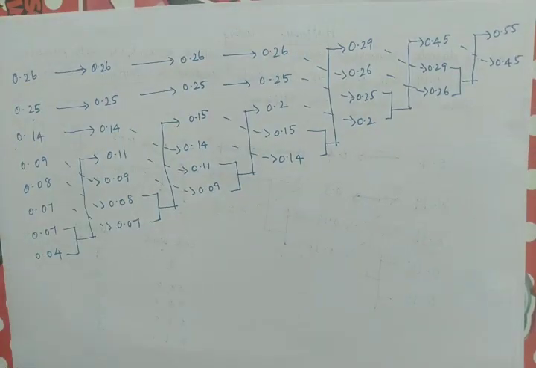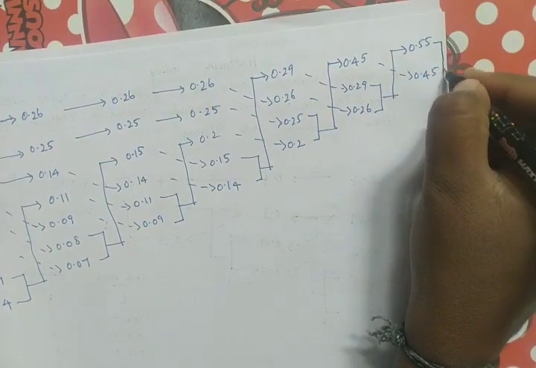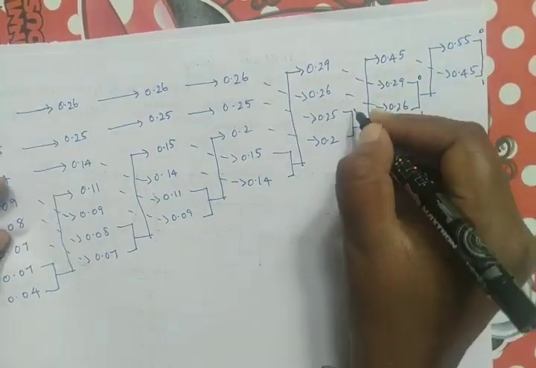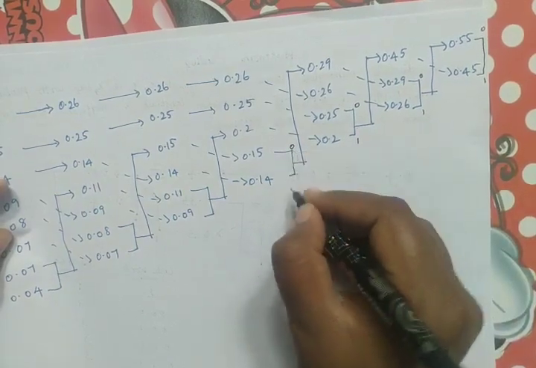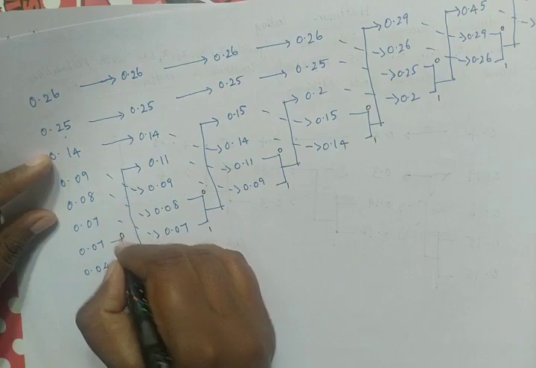Now what we have to do is write the code words for this. So write the code words. So at the top represent 0, 1. So represent 0, 1 in the rightmost corner: 0, 1, 0, 1, 0, 1, 0, 1, 0, 1.